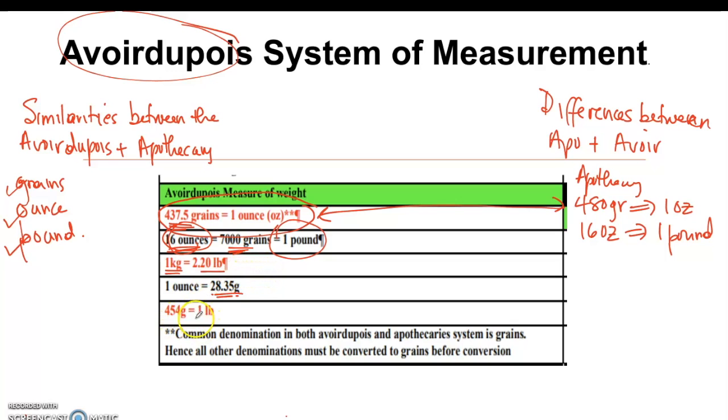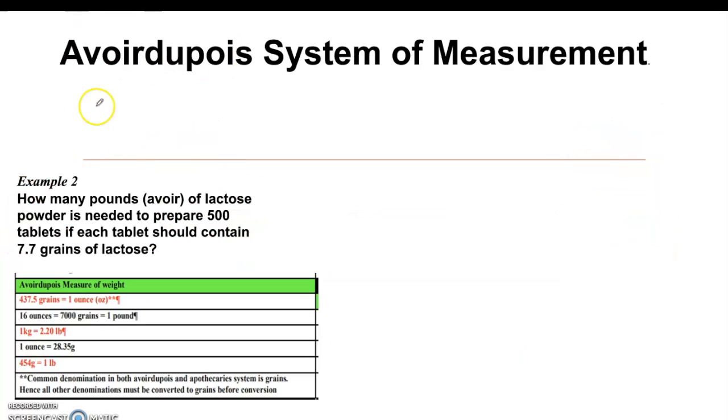Also, 454 grams is equivalent to 1 pound. So if you go in the supermarket and you pick up, say, a pound of butter, you're going to see 454 grams. So we use this system even to this very day. So it's very important that we learn these systems. So let's look at an example here.